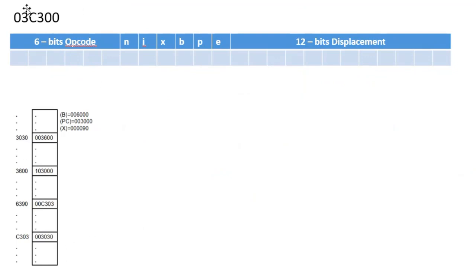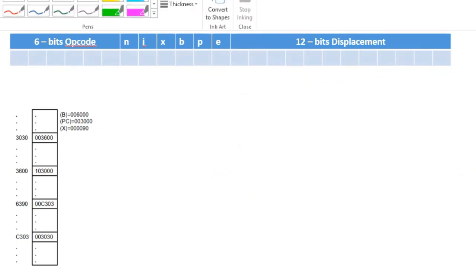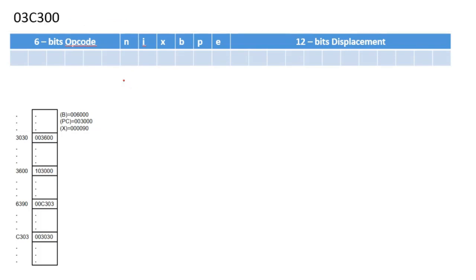So the hexadecimal value given is 03C300. First we have to convert it into binary. How to convert it into binary? Every digit in hexadecimal will have 4 equivalent binary bits. So 0 will be 0000. Next is 3. 3 is 0011. Next we have C. C is 1100.